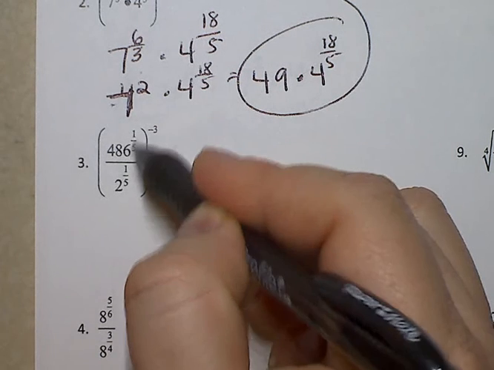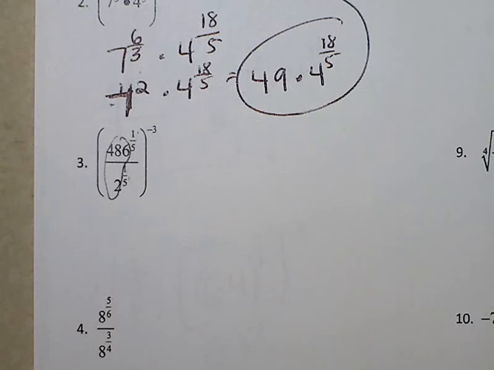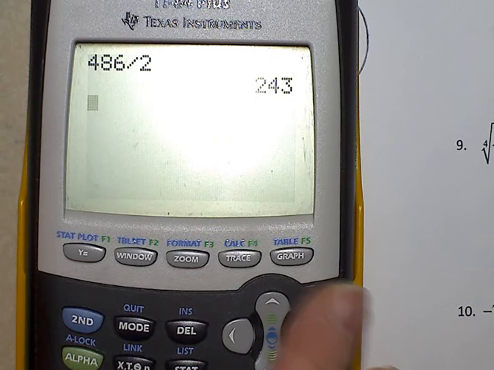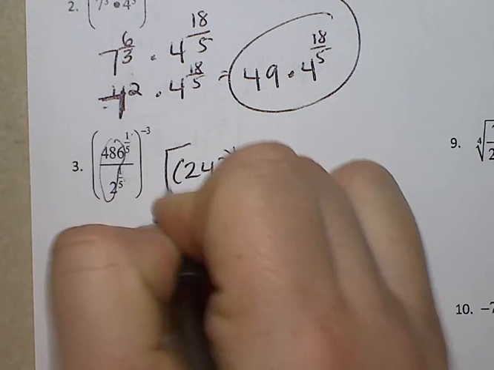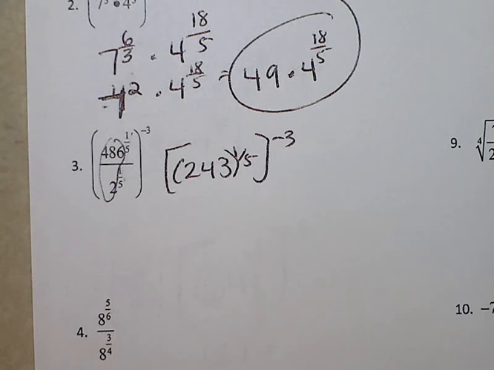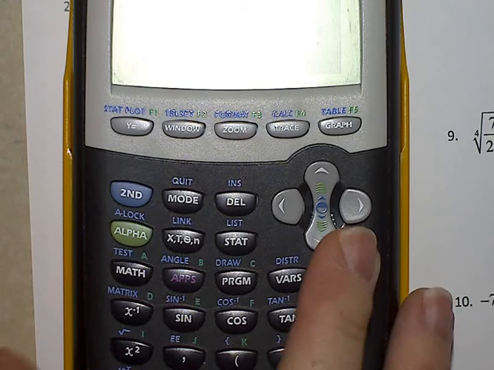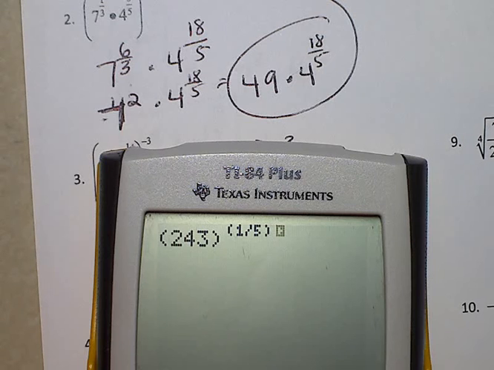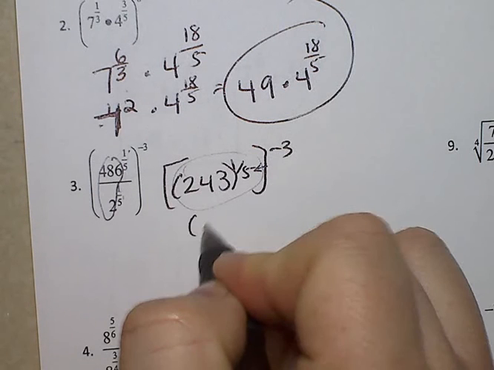When you have the same exponent and you're dividing, go ahead and do the operation and then apply the exponent. So I'm going to take 486 divided by 2 to end up with 243. Then I'm going to apply the 1/5 power to 243. What number times itself 5 times gives you 243? You can find that number by typing it into the calculator. 243 raised to the 1/5 power is 3.